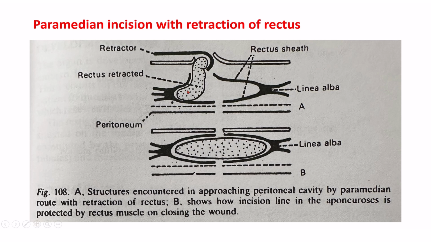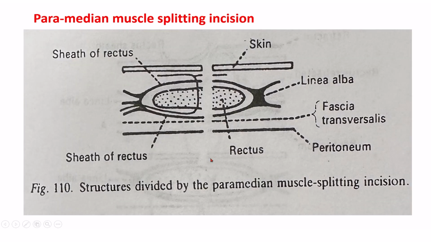So here you can see there is a paramedian incision, but without damaging the rectus abdominis. You can see this rectus abdominis is being retracted and the surgery is being done, then the rectus abdominis is placed back, so that this actually strengthens the incision site. But here you can see the rectus abdominis is also cut. This is the muscle splitting incision. This is the muscle retraction incision. This is the muscle splitting incision.